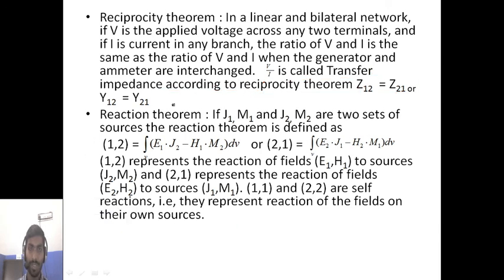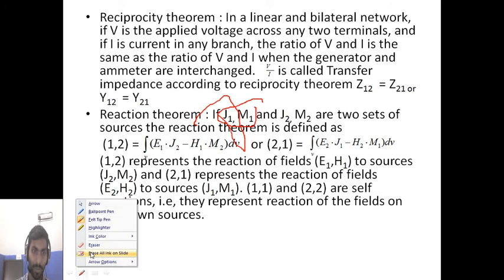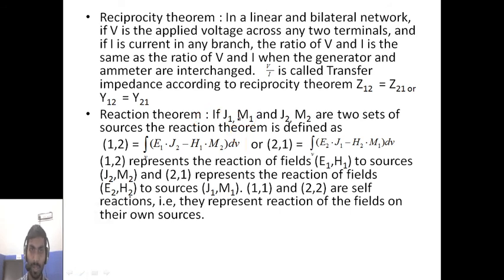Next, what is your reaction theorem? Let me say here you are going to have an electric field and a magnetic field. That means you need two things: one is your electric current source J and the other is your magnetic current source M. You need both, right? J is your electric source, so using this you are going to generate your electric field, and this M1 is related to your magnetic field. That is what I am going to say here.